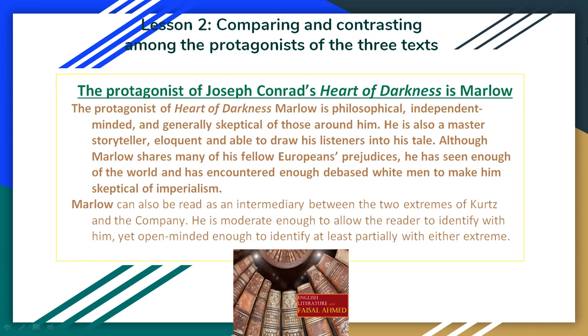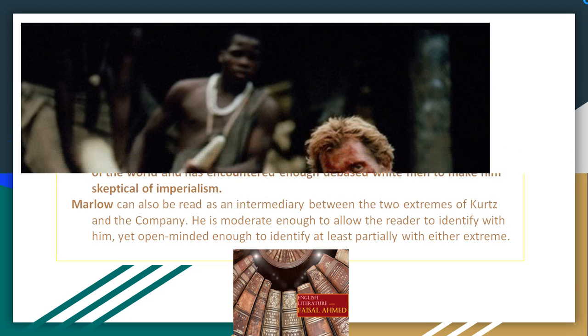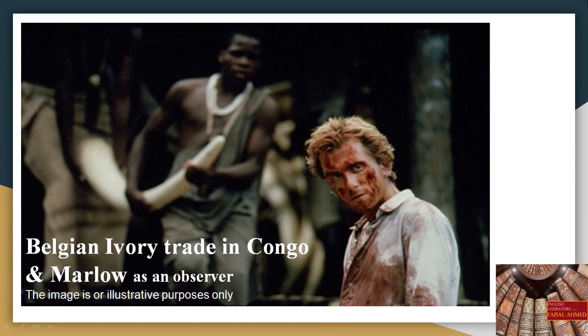He has seen enough of the world and encountered enough debased white men to make him skeptical of imperialism. Marlow can also be read as an intermediary between the two extremes of Kurtz and the company. He is moderate enough to allow the reader to identify with him, yet open-minded enough to identify at least partially with either extreme. Belgian ivory trade in Congo and Marlow as an observer. The image is for illustrative purposes.